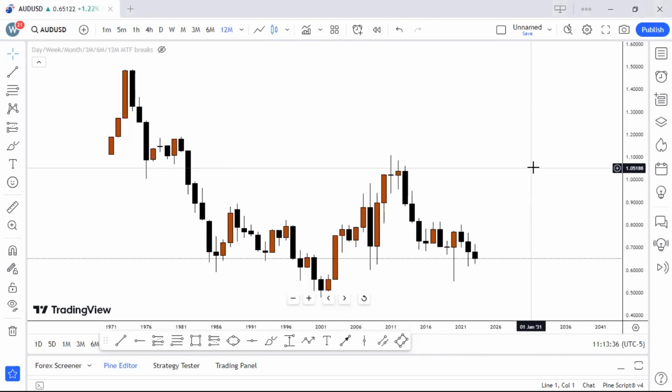We are going to be looking at a possible position trend move of AUD US. Possible position trend move of AUD US.